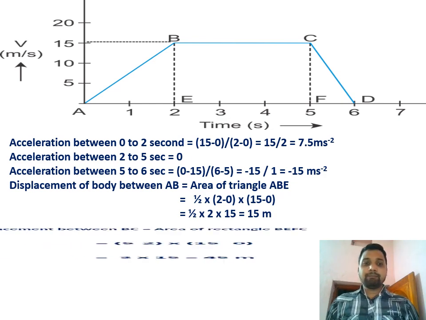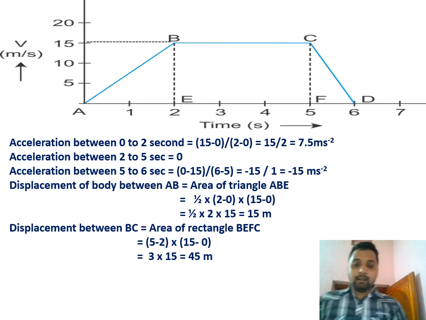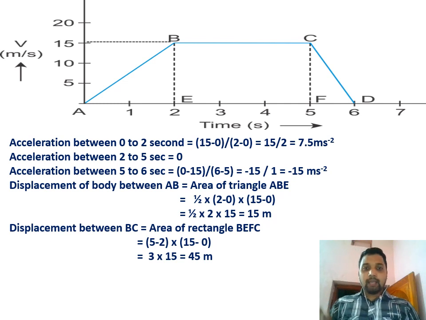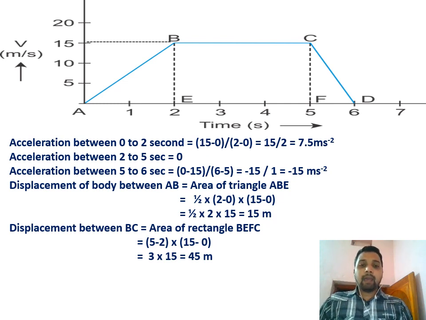Then when we come to the BC part, it is forming a rectangle BEFC, or you can say BCFE. To find the rectangle area, we use the formula L into B. L is 5 minus 2, which is the length, and for the breadth, 15 minus 0. 5 minus 2 is 3 and 15 minus 0 is 15. So 15 into 3, we get 45.